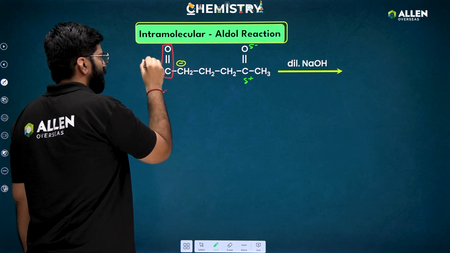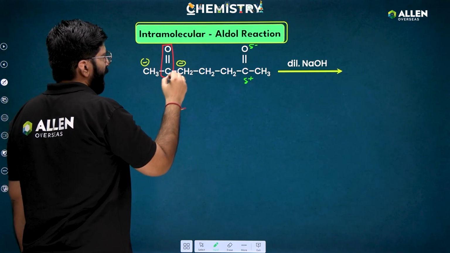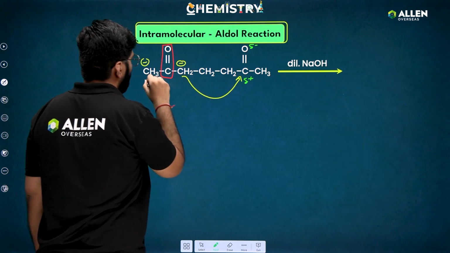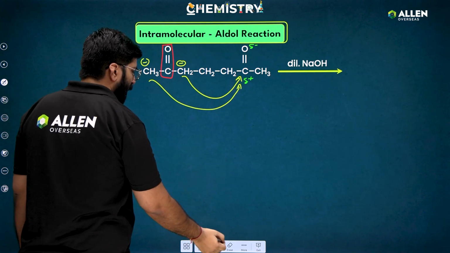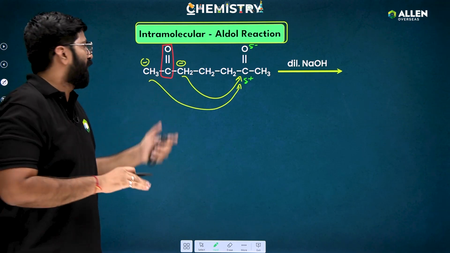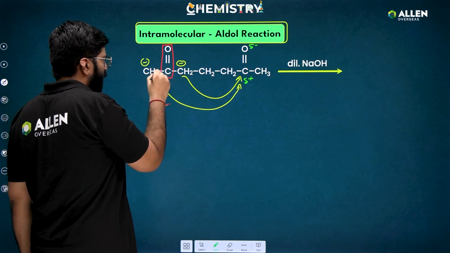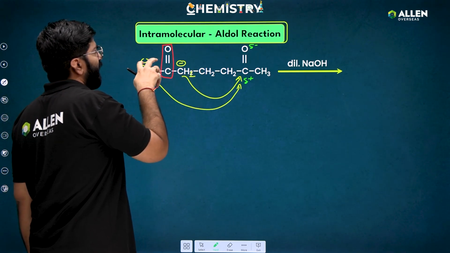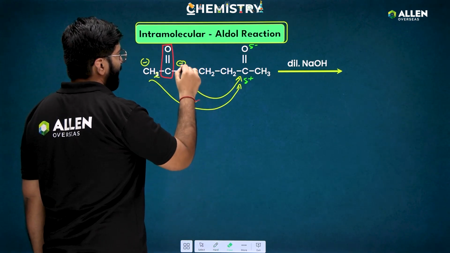So there will be a negative charge over here, or there can be a negative charge over here. And this can be directly donated to this carbon, and this can also be donated to this carbon. But we have to keep one thing in mind. Assuming this hydrogen has been released, there will be two hydrogens over here and only one hydrogen over here, if I'm making them carbanions in that situation.